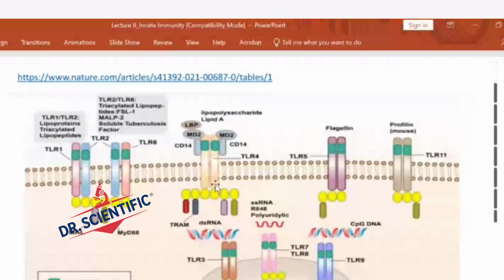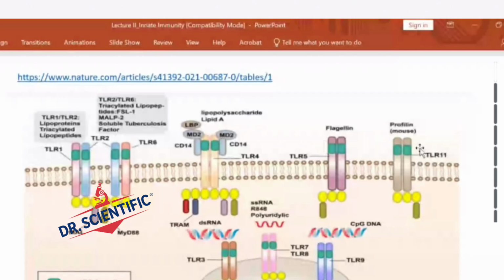For toll-like receptor 4, it's a CD14. Toll-like receptor 4, CD14 on the neutrophil. So toll-like receptor 4 recognizes a PAMP called lipopolysaccharide. Toll-like receptor 5 recognizes a PAMP called flagellin. Toll-like receptor 11 recognizes a PAMP called profilin.